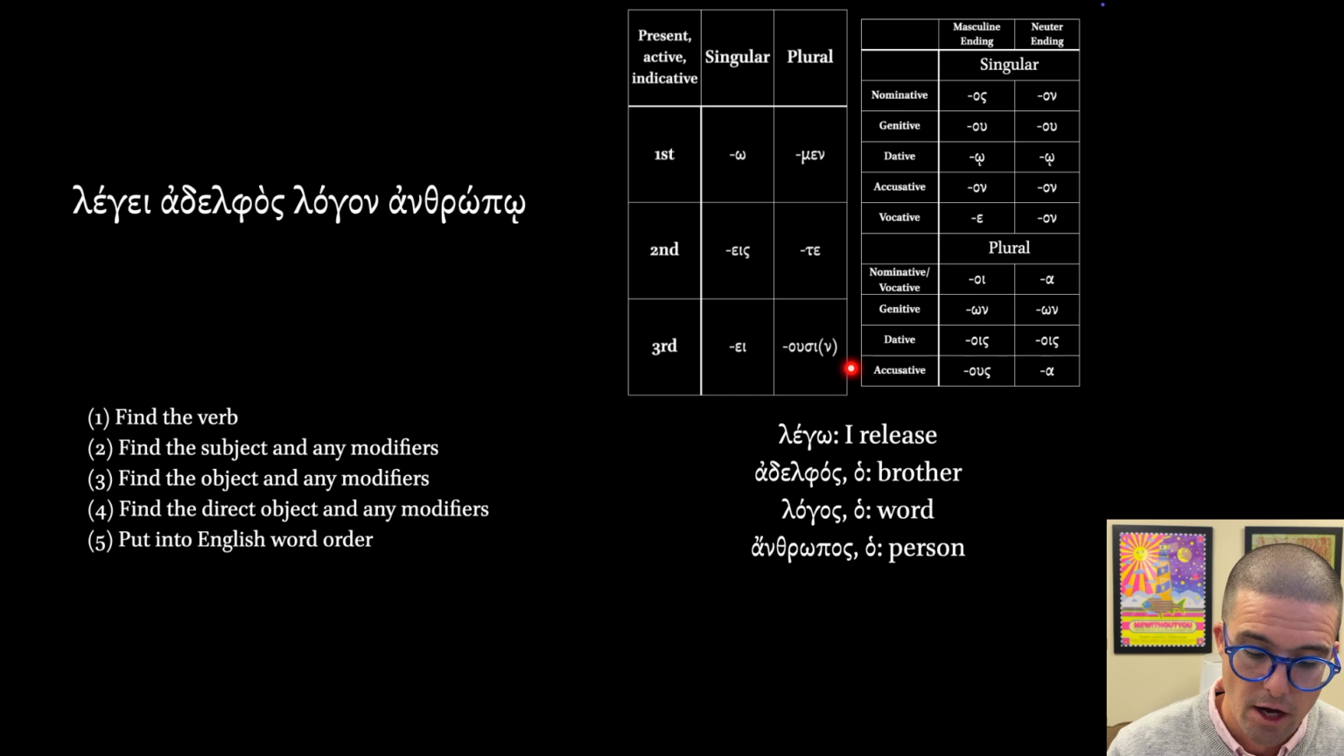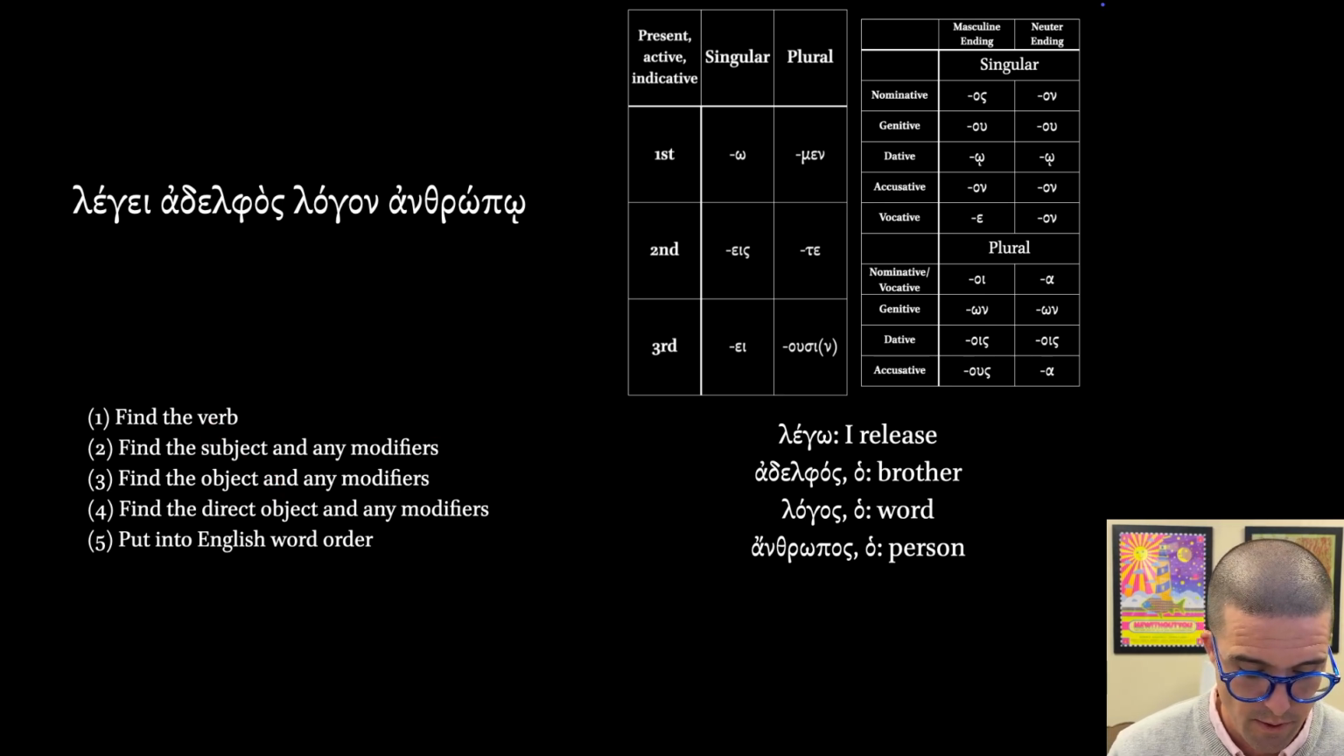So given these helps over here, given our present active indicative endings, those primary active suffixes that we've talked about previously, and given the endings of the second declension with their different cases, remembering what the different cases do grammatically speaking, what their grammatical function is, see if you can translate all of this by taking these steps. And once you unpause, I'll go through it for us.